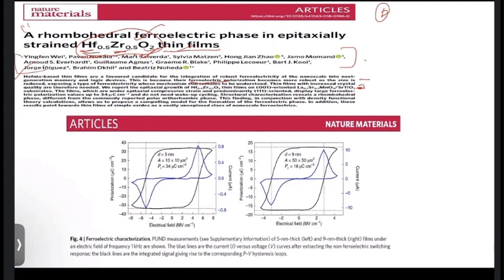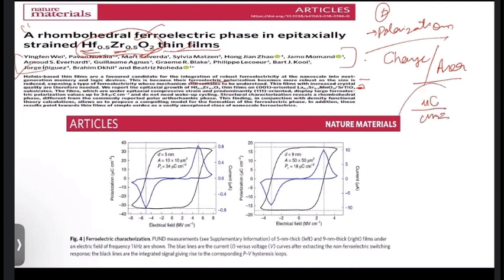The films which are under epitaxially compressive strain and predominantly one-bar oriented display large ferroelectric polarization values up to 34 microcoulomb per centimeter square, and do not need a wake-up cycling. So what is the takeaway from this line? The units of polarization. What is the unit of polarization? It is charge per area. Here it is microcoulomb per centimeter square, and do not need wake-up cycling.